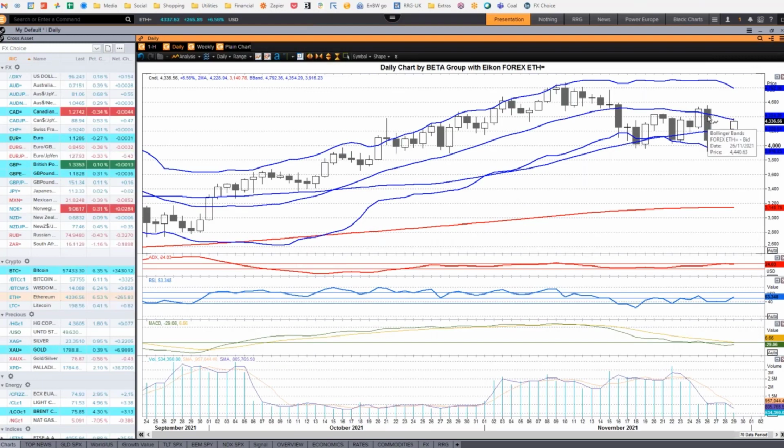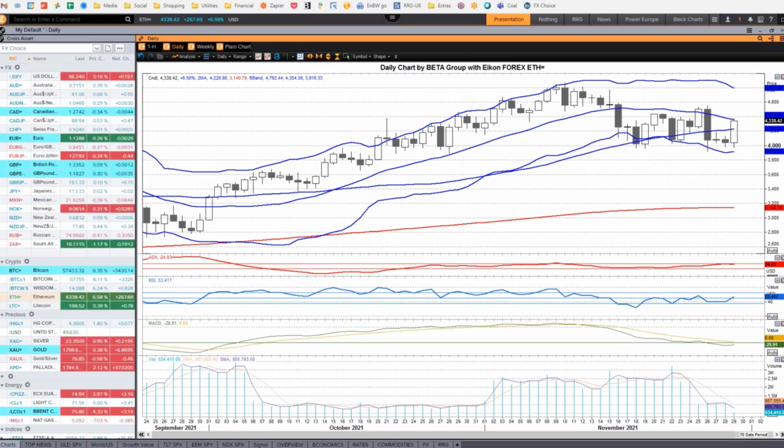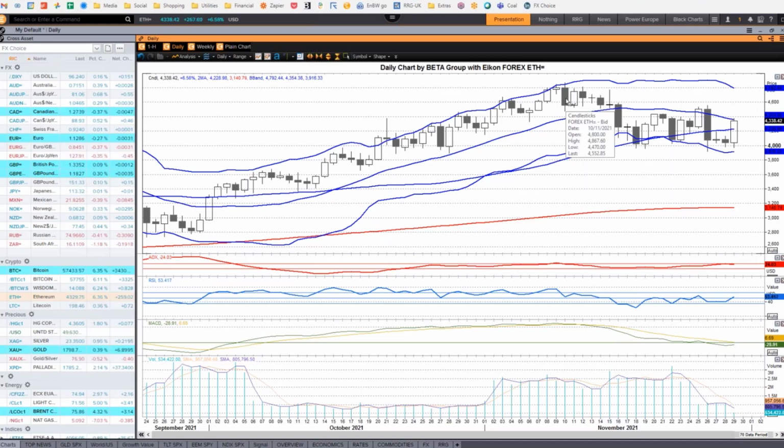Particularly if we can take out this level, this high here in this consolidation pattern at 4,556, then I think we could have a good shot at the high at 4,867.